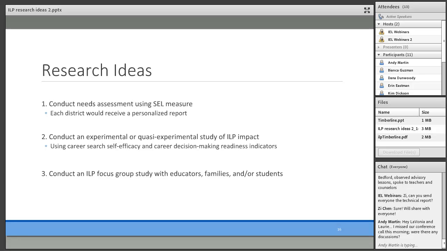Let's see, other thoughts or questions? Next steps. It sounds like some of you are saying you need to look at the measures, so we'll get those out to you. Some of you are trying to figure out what measures you might use, and I can certainly help in all of those conversations.